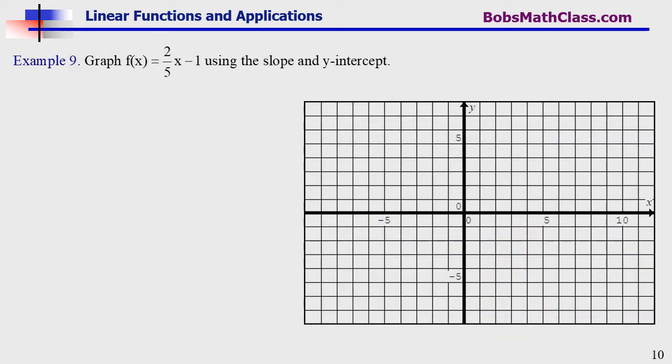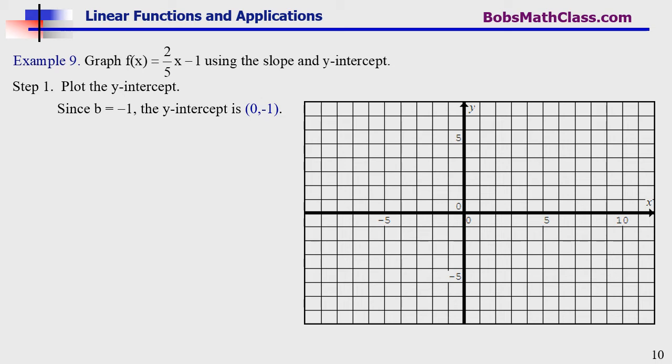So the last graph, we graphed it by choosing values for x. And that's totally fine. This time I want to show graphing it using the slope and the y-intercept. Okay, remember the slope. The slope is the number in front of x. So the slope is 2/5. And the y-intercept is -1.